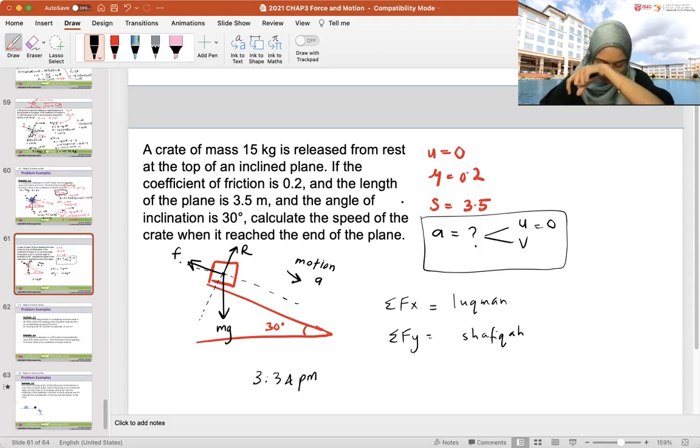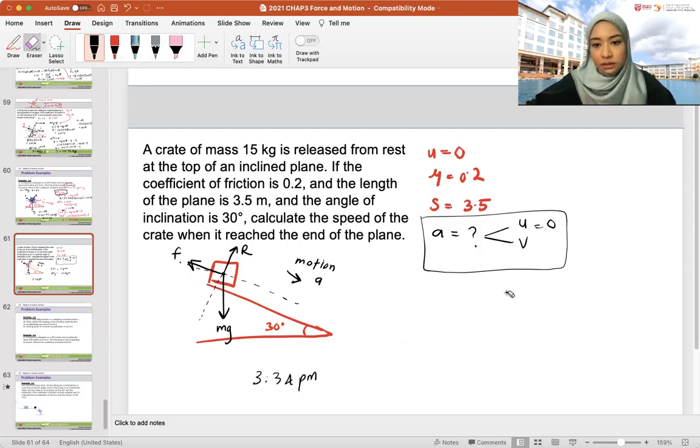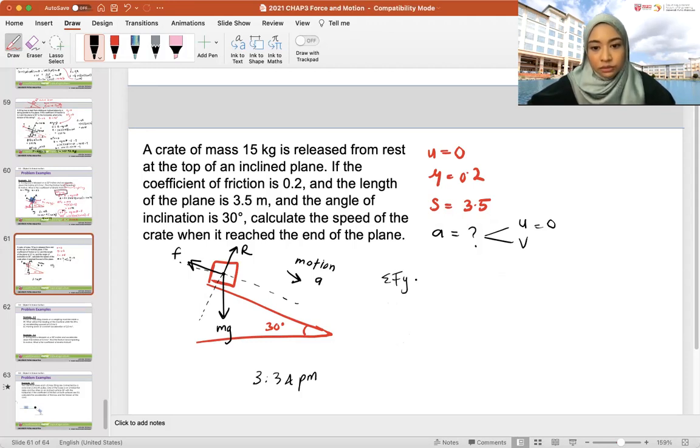Okay, I hope everyone got it. Syafiqah dah ready ke? Walaupun tak habis masa lagi. Percaya tak tulis equation? Doktor, Fy equal to 0 kan? Dia tak terbang. Dah. Okay. Fx nanti Luqman. Okay. Net in the Fy is equal to 0.